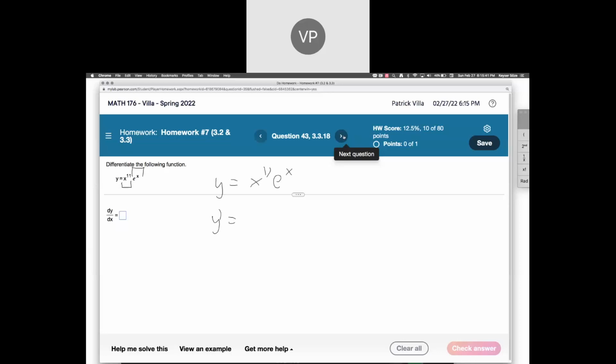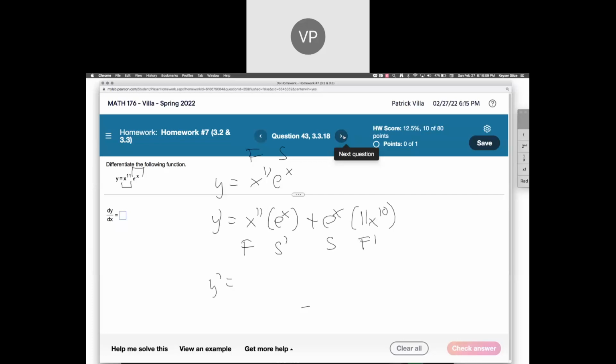So remember the formula. We take the first times the derivative of the second. Well, that's just e to the x. So first times the derivative of the second. If that's the first, that's the second. Plus, because it's product rule, the second times the derivative of the first, well, that's an 11x to the 10th. And that is our derivative right there.